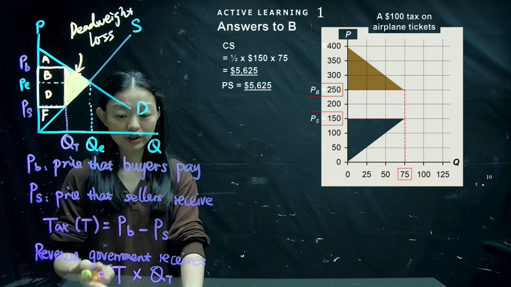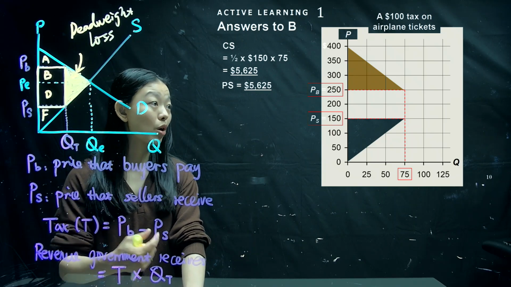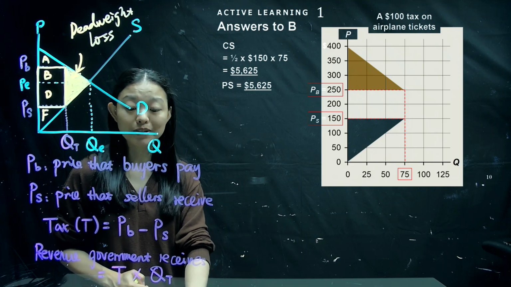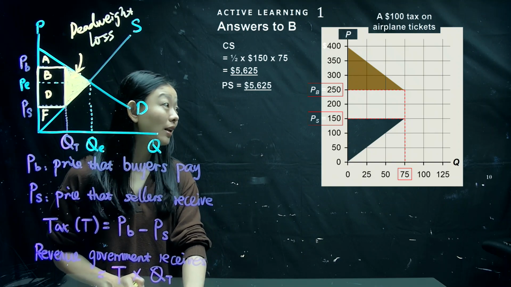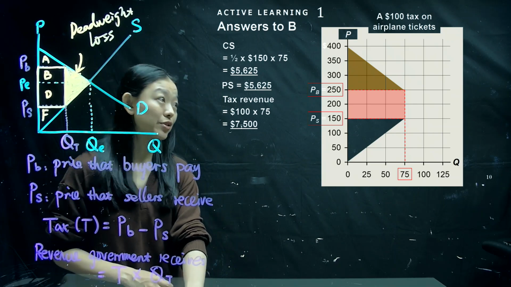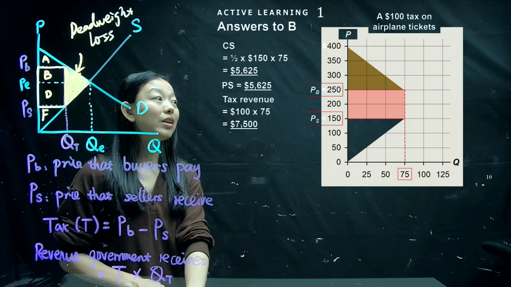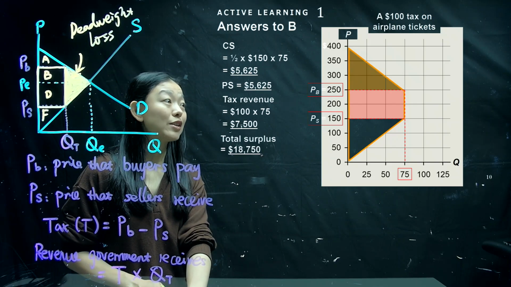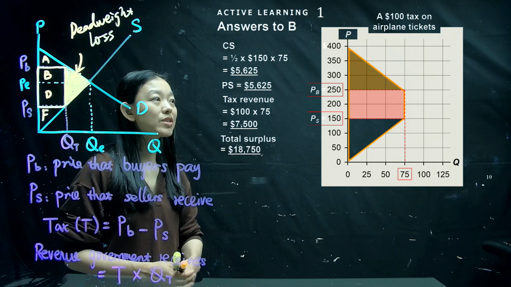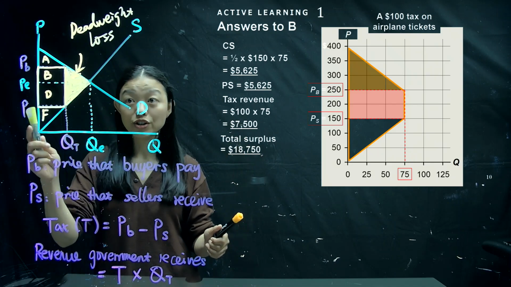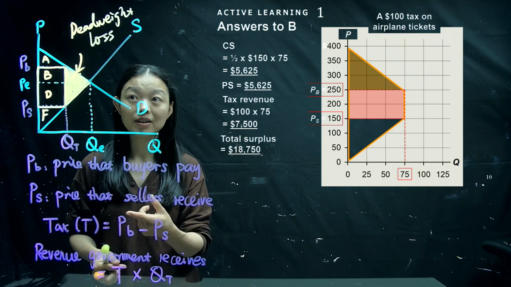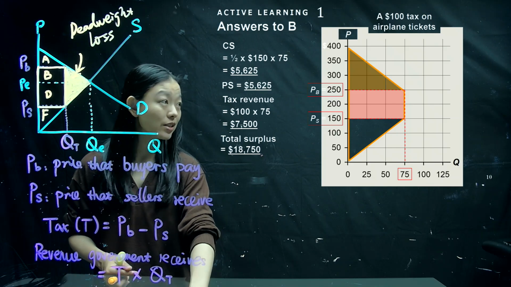After that, you can also compute the tax revenue. The tax revenue will equal the tax rate times the quantity. The tax rate is $100 per unit, and then times the quantity, 75. So you can get the tax revenue equal $7,500. Then you sum these three parts, you can get the total surplus. Compare the new total surplus with the original total surplus, and you can notice that total surplus decreases after the government imposes tax, right?